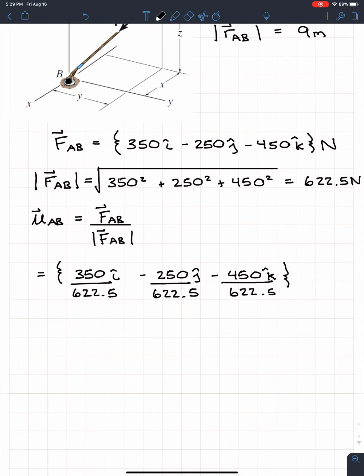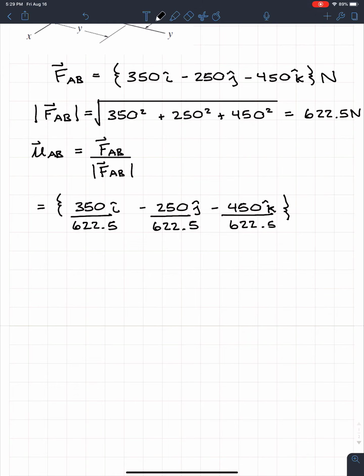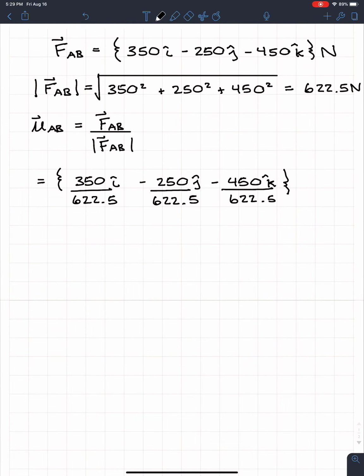Alrighty, so next we can start using the unit vector to transition from our force vector to our position vector. Because this formula up top here, which I'm going to star, we can also use for position vectors. So we can find the position vector RAB, because that's going to be equal to the magnitude of RAB, which we already know, it's 9 meters, times the unit vector UAB. So we put all that in.